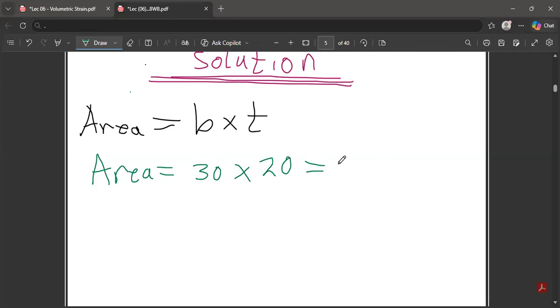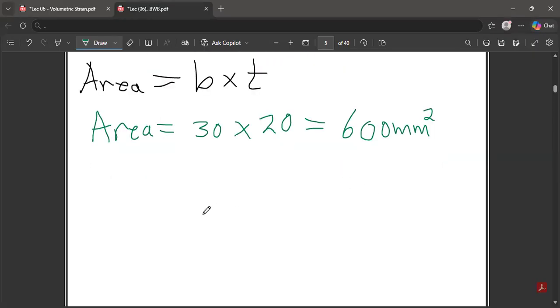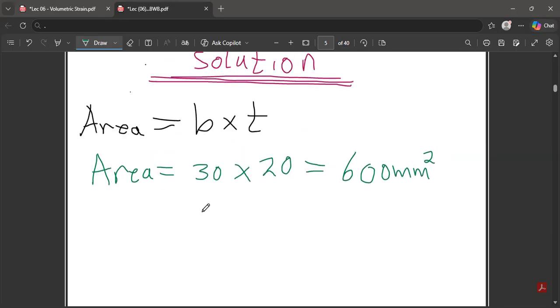So you see that this is going to give us what? 600 millimeter squared, because they're all in millimeters. Okay. 600 millimeter squared. Don't forget, always remember to add the units. 600 millimeter squared. Okay. Good. After this, what are we supposed to do now? You are supposed to calculate for the stress in the bar.